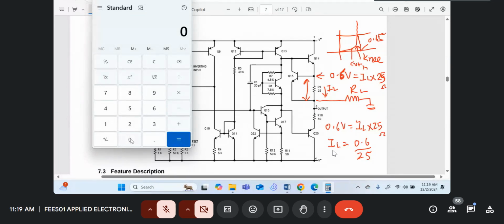So 0.6 divide 25, 0.24. So that's about, if you multiply by 1,000, 24 milliamps.